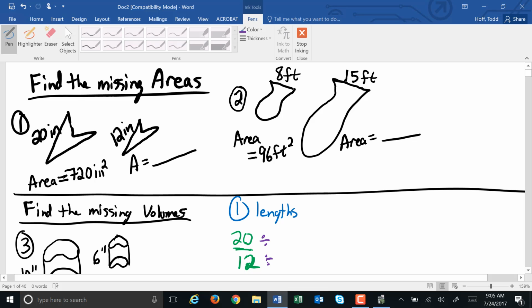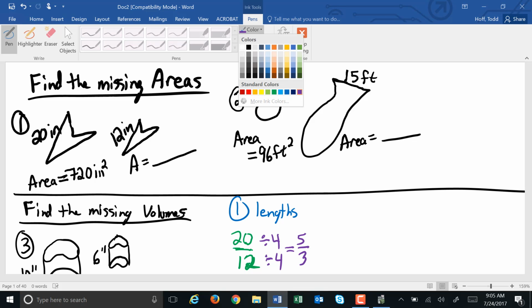Both of those, to make this easier when we go to work with these, I'm going to reduce that. Both of those can be divided by what? 4. So 20 divided by 4 gives us 5, and 12 divided by 4, 3.